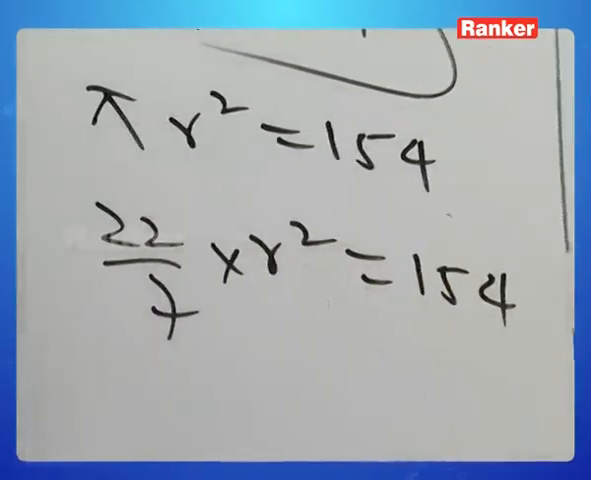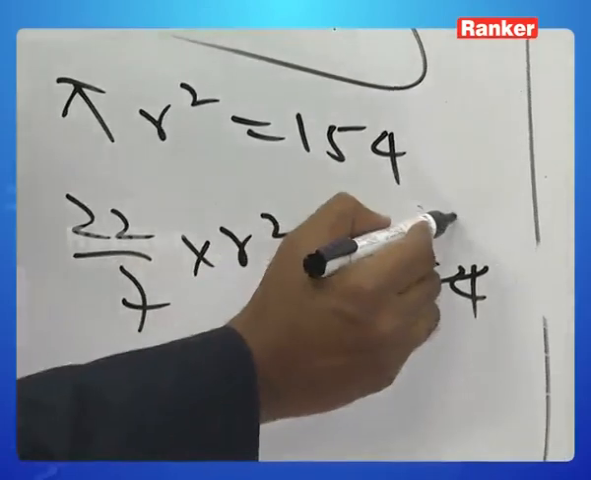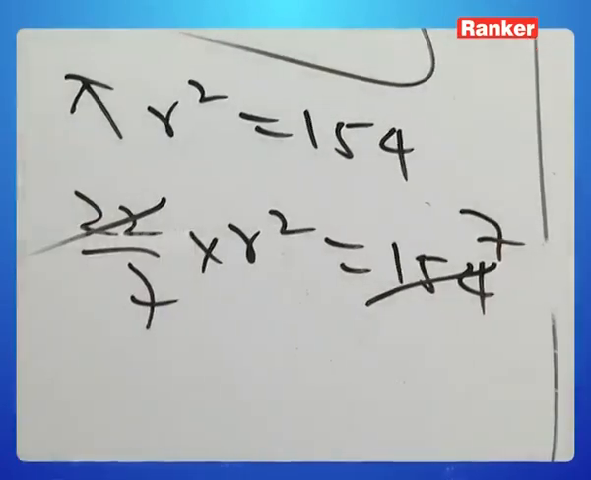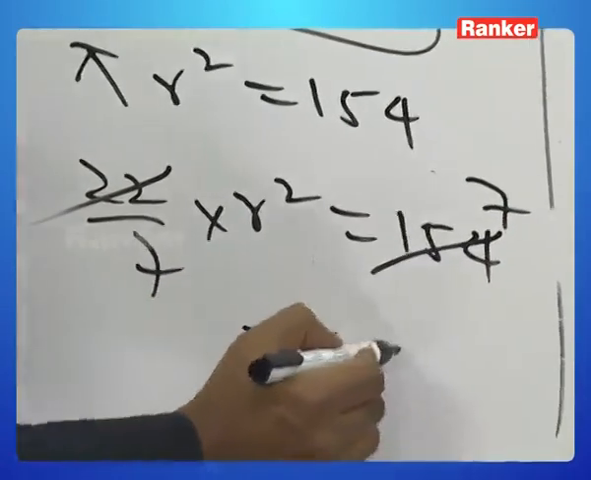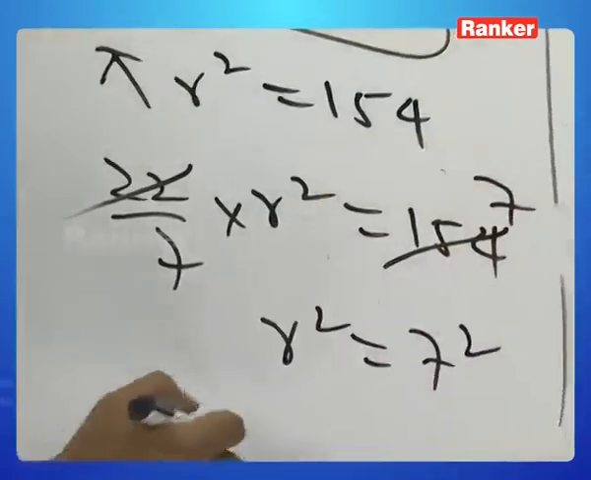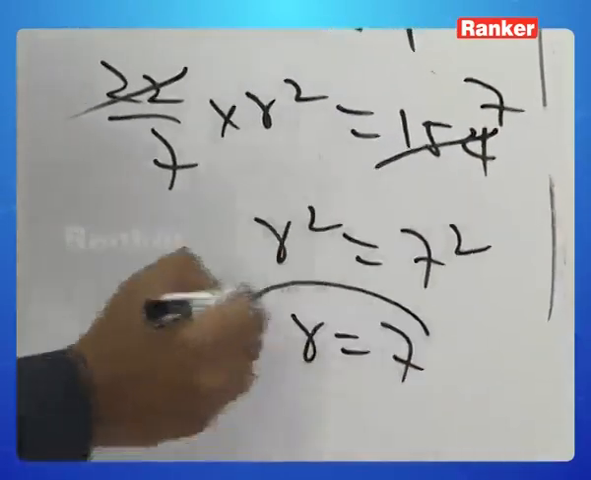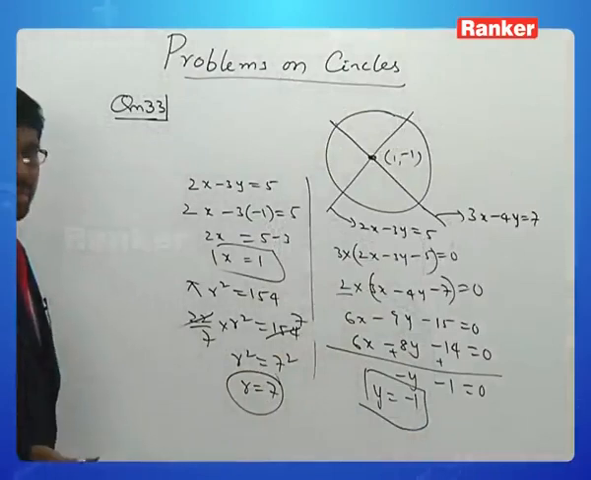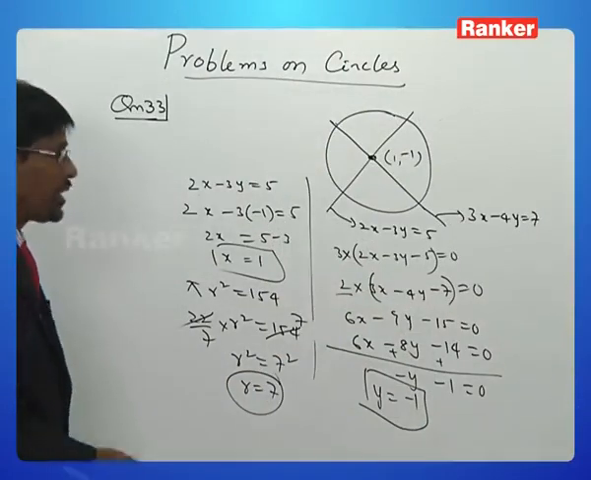So we have here, now this will make it 7 times 22 is 154. R square is equal to 7 square, 7 into 7 there. So r has to be 7. So radius is 7 and center is (1, -1).